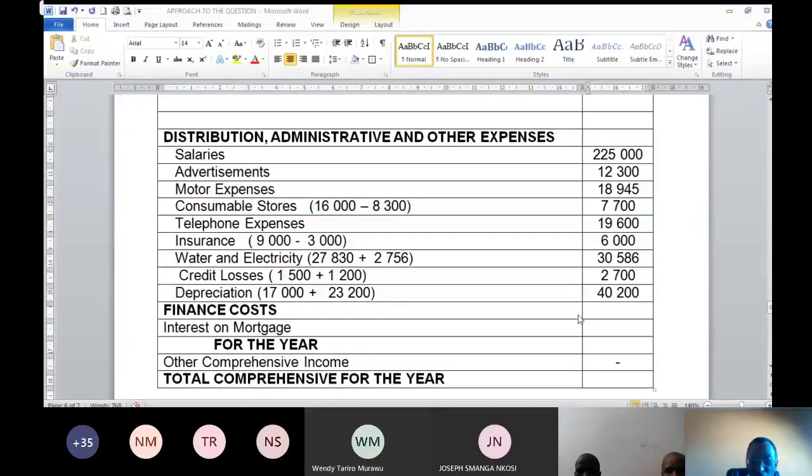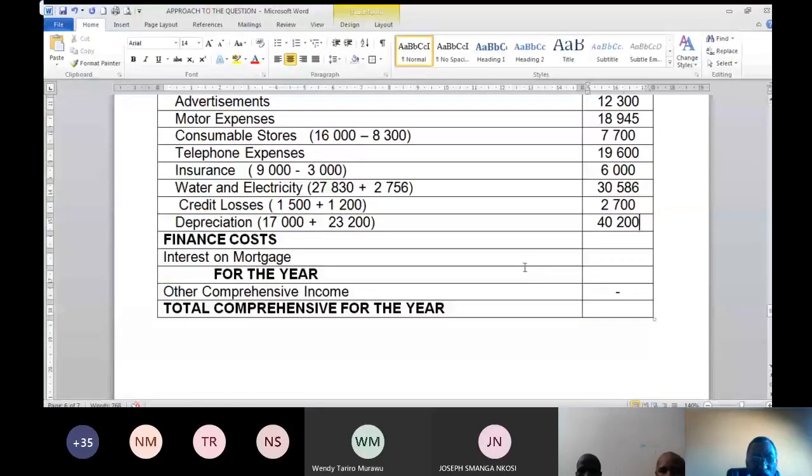Then we have also got an expense here, guys, that we will show under your finance costs. And that was the expense for interest on mortgage. We've got an interest on mortgage expense of 28,750.